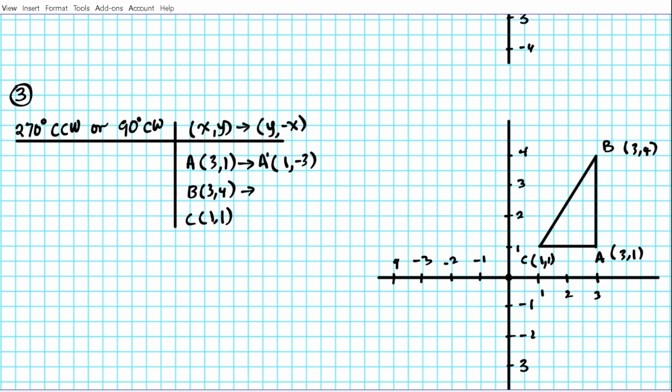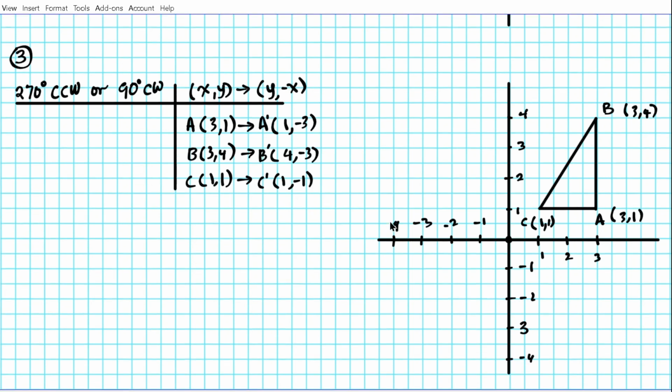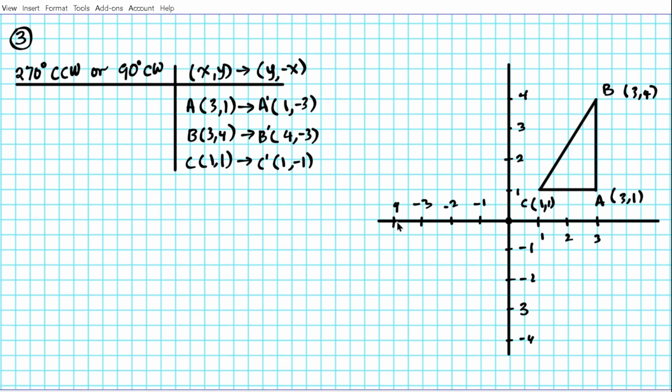Okay? So b prime gets, you switch them and make your new y negative. So it's going to be 4, negative 3. And then c prime, switch them and make your new y negative. Bam, like that. Okay, so hopefully you can visualize what a 90-degree clockwise rotation looks like. It's going to take us from quadrant 1, and it will end up in quadrant 4.